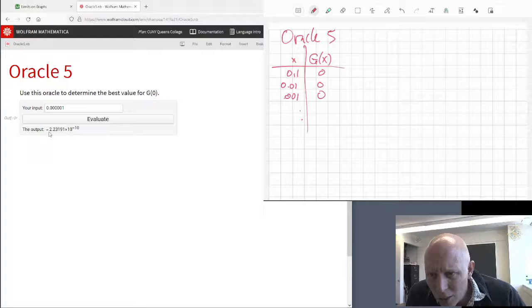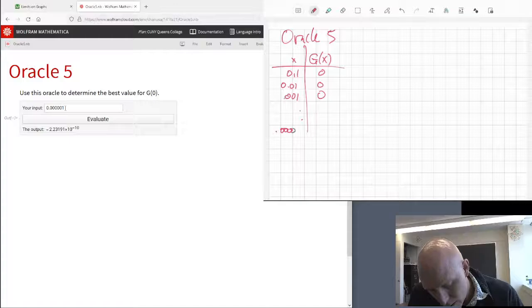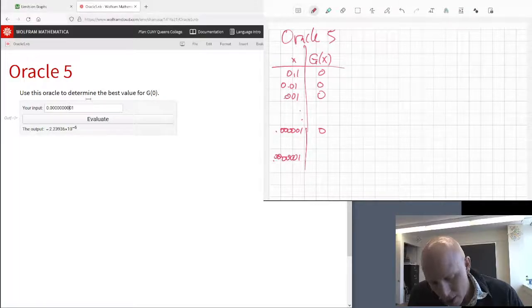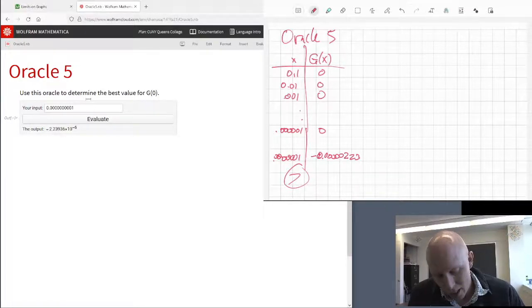Well, this one gives me a number that's really close to 0, so I'm going to just guess that it's equal to 0. 0.000001 gave me a 0. Maybe we'll try another one just to be careful. Also giving us a number that's not exactly 0. Another number that's not exactly 0. Lots of zeros, and I get 0.00000223. Okay, there's something happening here. I'm not exactly sure, but maybe that's just an error in the computer.